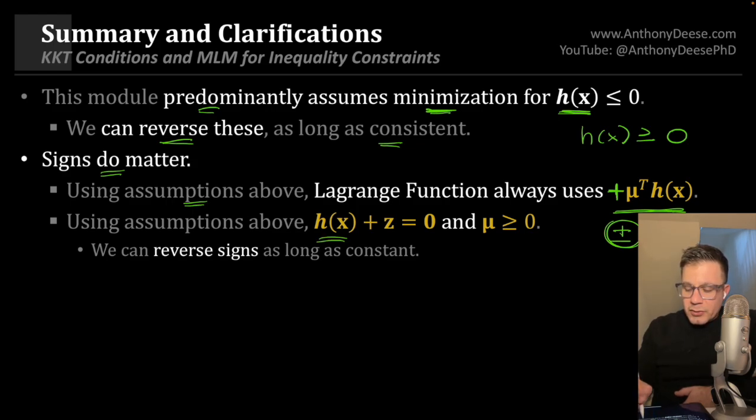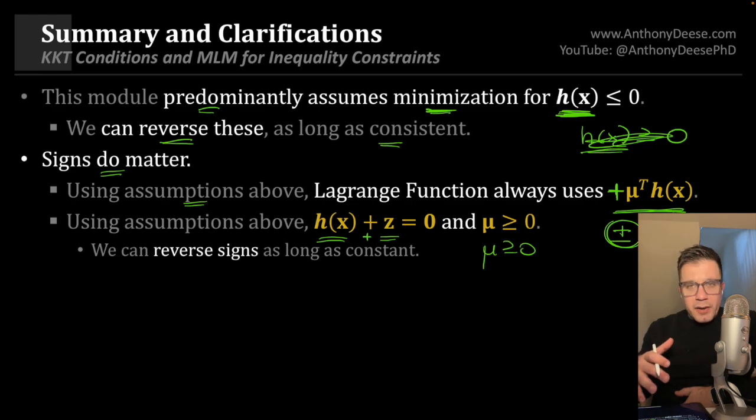And then when we were talking about the inequality to equality conversion, we introduced this variable z, and this was plus or minus. But again, if we're assuming that h of x is less than or equal to 0, then it will be plus z, and we need for mu to be greater than 0. So again, we can reverse the signs as long as we keep everything consistent.